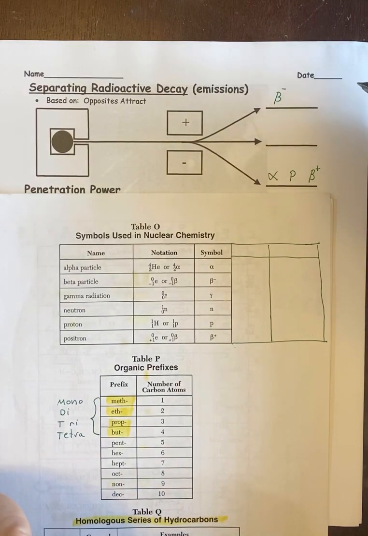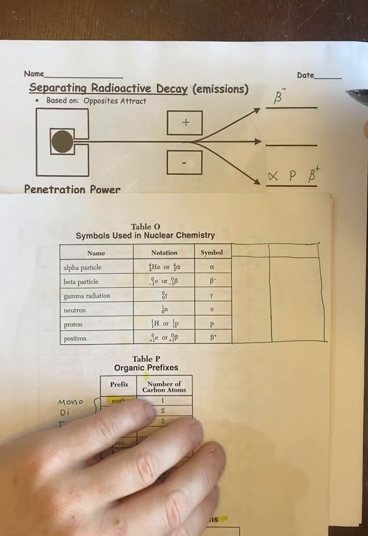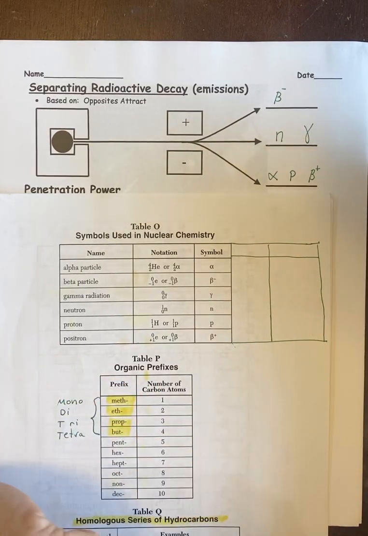And then the ones that have no charge are going to go straight through because they're not going to be affected by either one. So that's going to be a neutron, because they're neutral, hence the name, and gammas, because gammas have no charge either. And so that's one way we can start to separate radioactive decays.